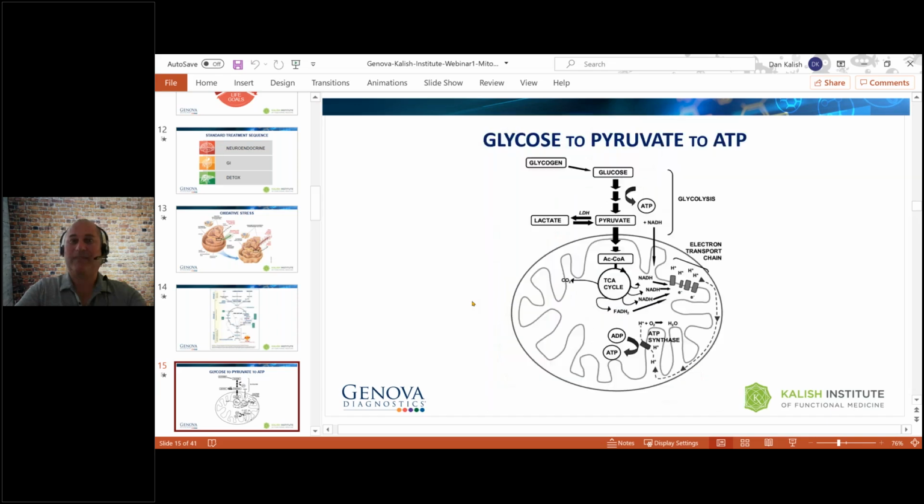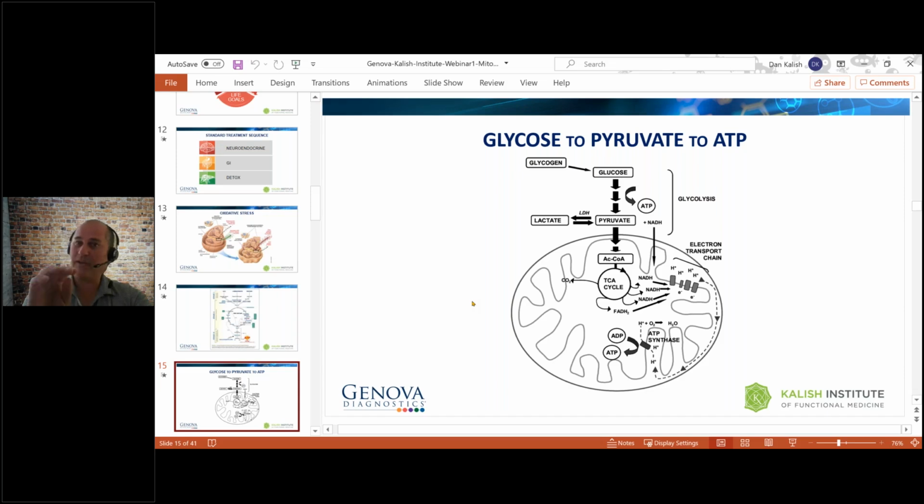Right? So now, one of the things that we want to focus on, because this is a common problem, is when you see elevations on the test of either lactate or pyruvate. And there's a bunch of enzymes in there that really matter. If lactate and pyruvate are being produced properly, then the pathways go right down to acetyl-CoA, you can see that, and then entering into the citric acid cycle, energy is made.